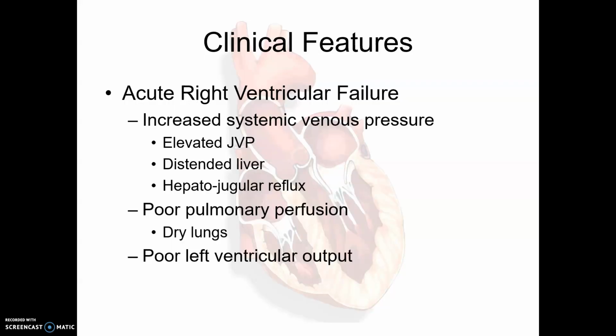What about right ventricular failure? In these patients, for example in a patient with a pulmonary embolus, you see an increase in systemic venous pressure, which may be manifest by elevated JVP, distended liver, or a hepatojugular reflux. In pure right-sided heart failure, again, if we think about the patient with pulmonary embolism, they have dry lungs and often pulmonary oligemia. Eventually, because blood is not flowing through the lung into the left heart, these patients often also have poor left ventricular output, leading to low blood pressure and signs of shock.